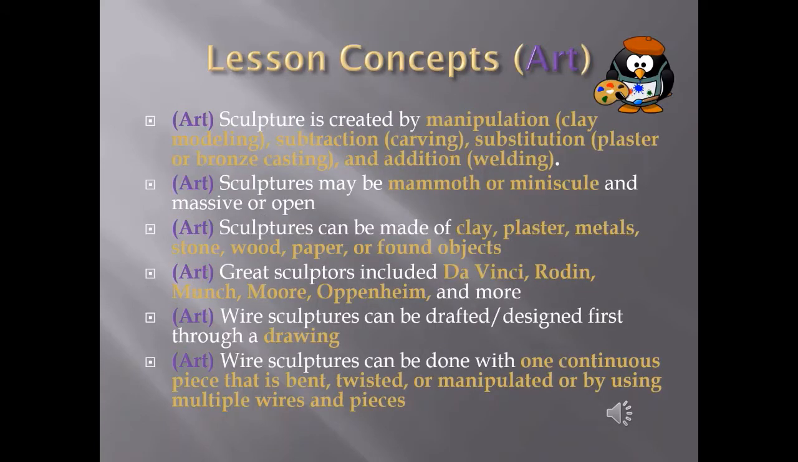Cover art concepts such as sculptures created by manipulation, subtraction, substitution, or addition. Sculptures may be large or small or made from a variety of materials. There are great sculptors across time and cultures and even locally. The focus of this lesson is on wire sculptures, which can be made from one continuous piece or multiple pieces.